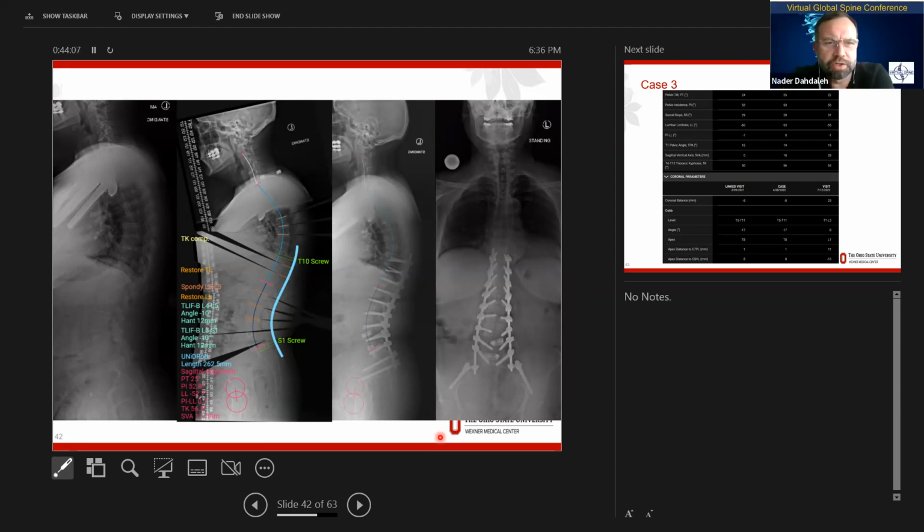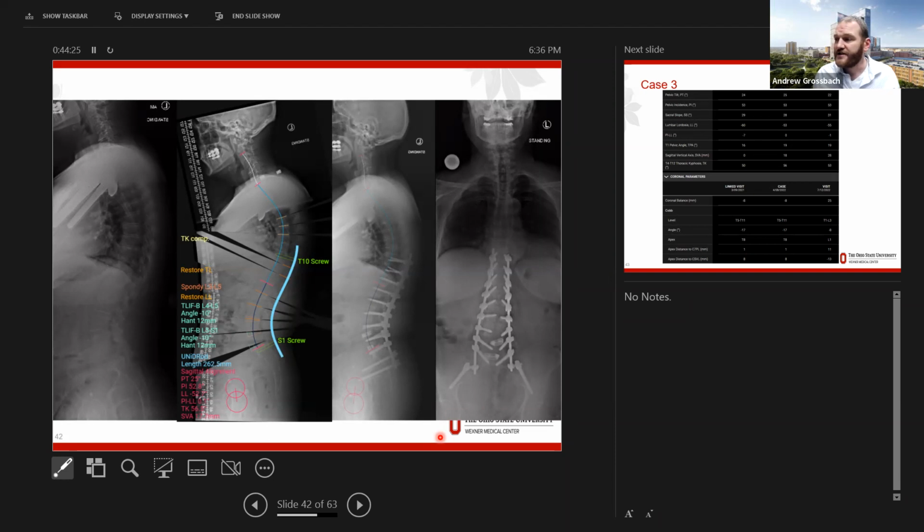And one quick question for this specific case: what measures did you take to avoid PJK, apart from adequate correction, not overcorrection, not undercorrection? Did you use a tether at the top?